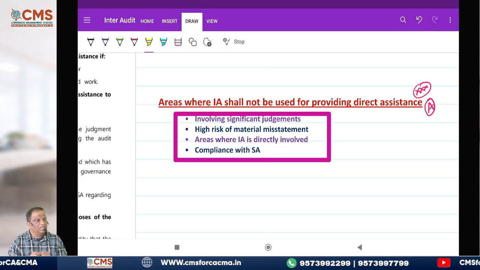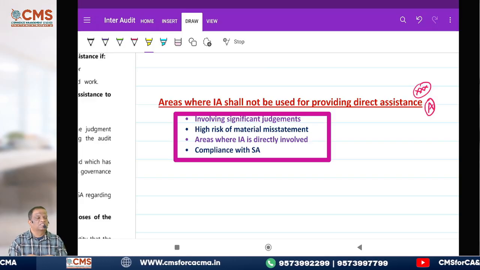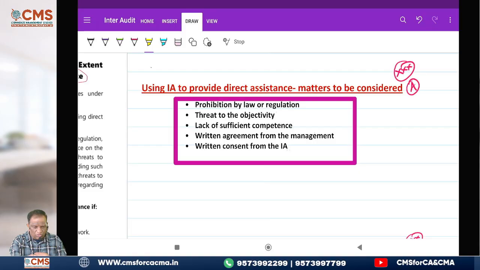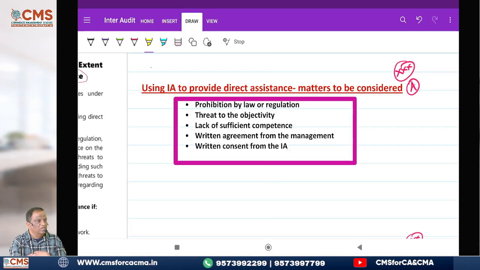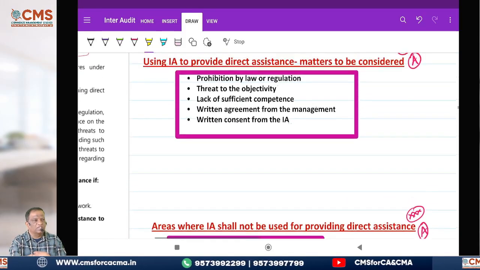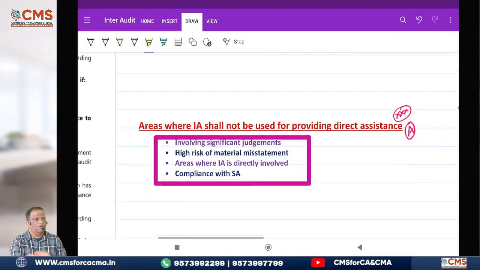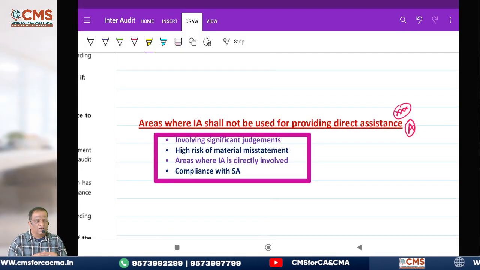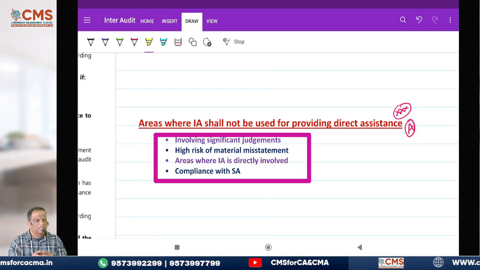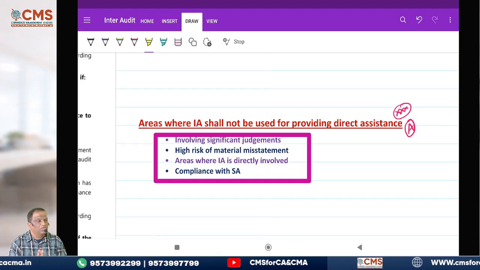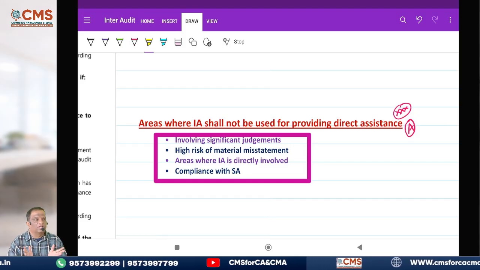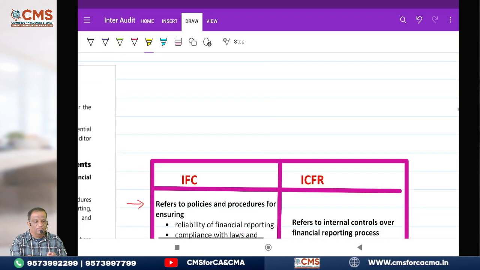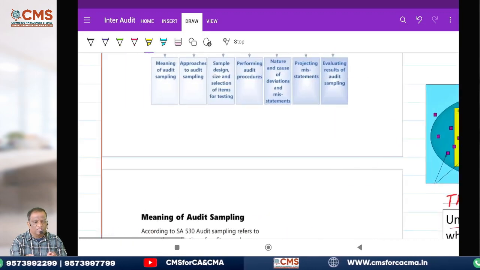But whenever I want to take him as direct assistance, can I take it directly? Is it my own decision? No, you have to consider these points. And if all these are satisfied, can I use him as a part of the statutory audit? Can I ask him to prepare my audit report? No, the answer is no. For these four areas, you cannot delegate. It has to be done by your firm only. So this is the brief of the internal audit concept.